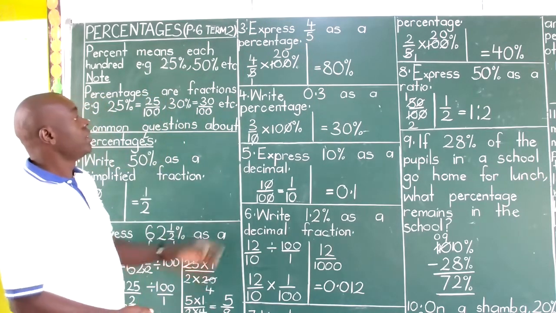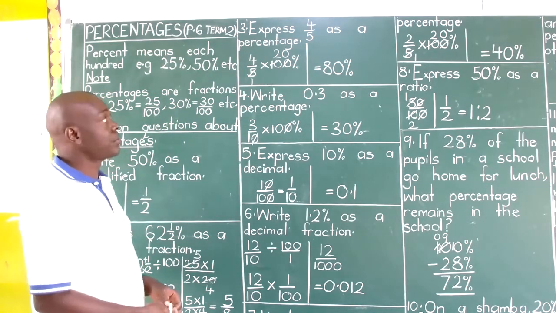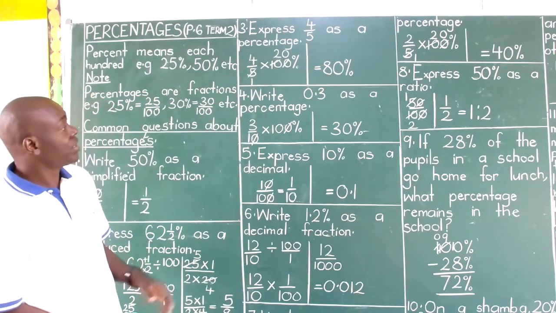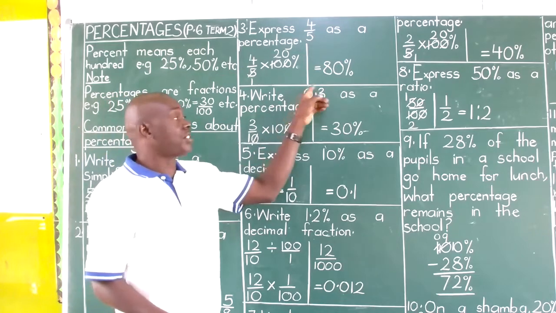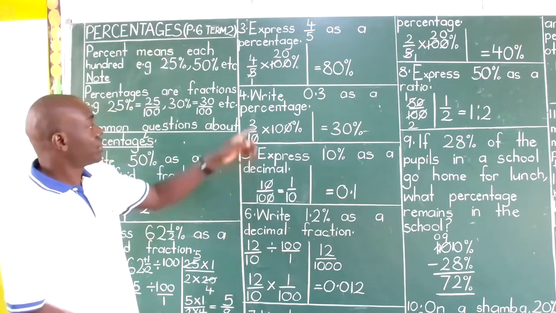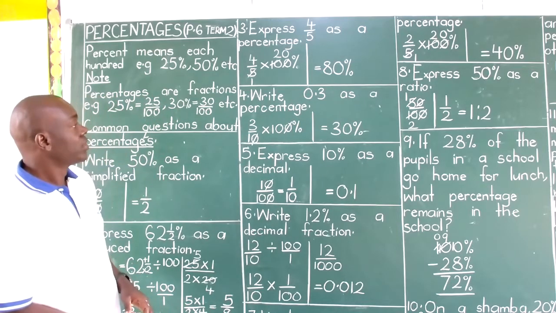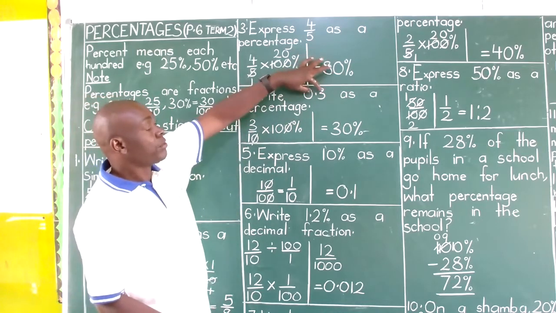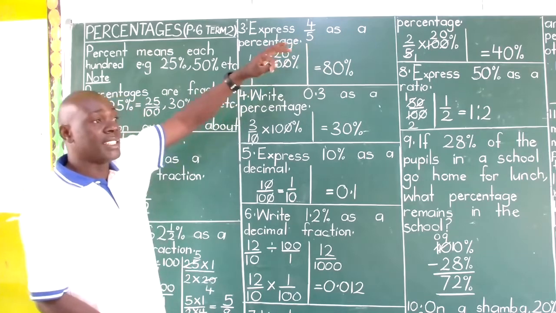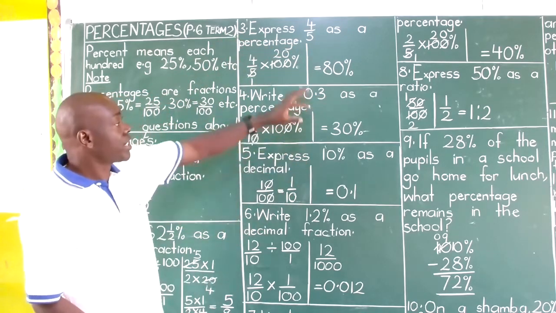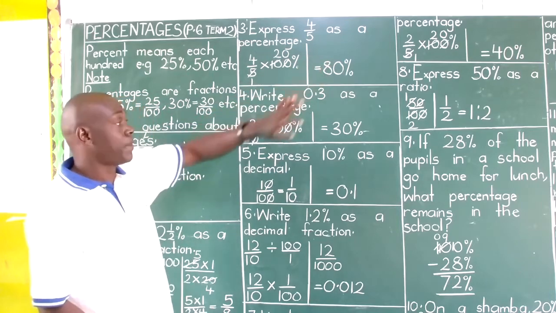As we look at another form of fraction, which is a decimal, this has been a common fraction to percentage. Now express a decimal as a percentage. So write 0.3 as a percentage. We shall note that 0.3, as another form of fraction, is 3 out of 10. So it's the same as expressing 3 out of 10 as a percentage.